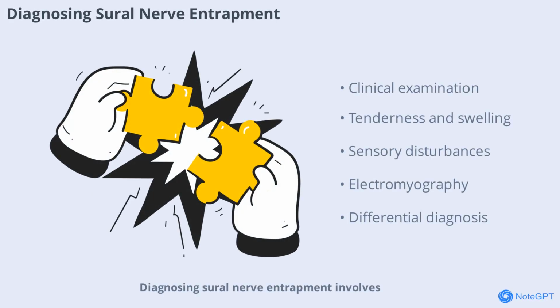Diagnosing sural nerve entrapment involves clinical examination for tenderness and swelling, especially behind the lateral malleolus. Passive inversion of the ankle can reproduce pain, and sensory disturbances like hypoesthesia or hyperesthesia are common. Tinel's tests may not always be effective, but localized pressure can worsen symptoms. Electromyography can provide additional information, though abnormal findings are seen in only some patients. Differential diagnosis should include other neuropathies, such as sciatic nerve entrapment.